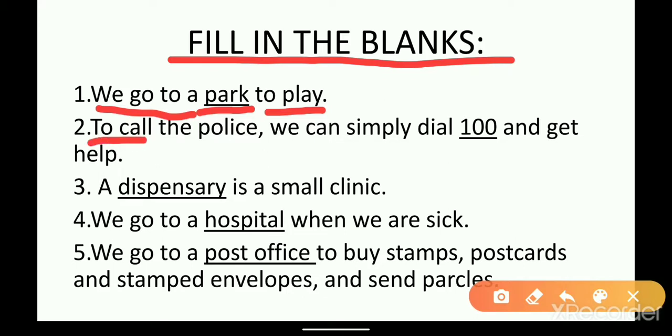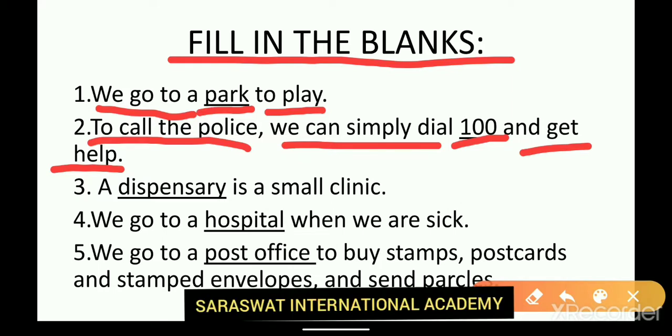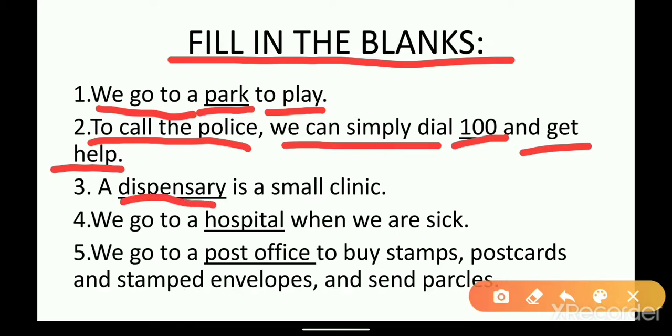Second, to call the police, we can simply dial dash and get help. So if you want to call the police, what number you will dial? You will dial 100. So to call the police, we can simply dial 100 and get help. Third, a dash is a small clinic. So which is a small clinic? That is dispensary. Dispensary is a small clinic.